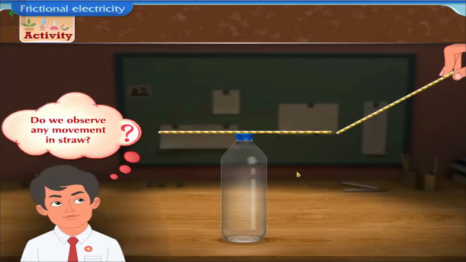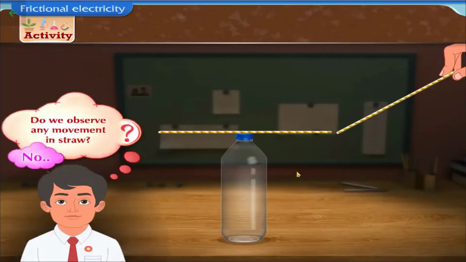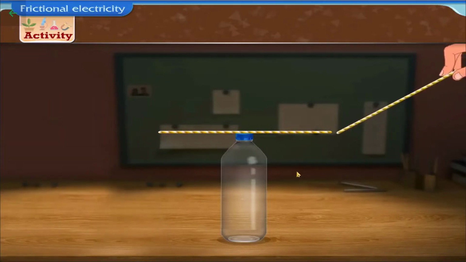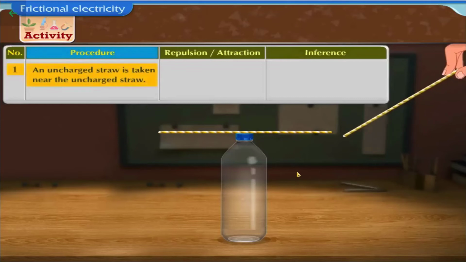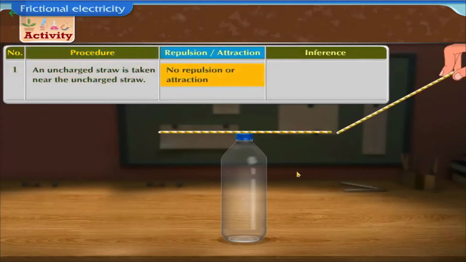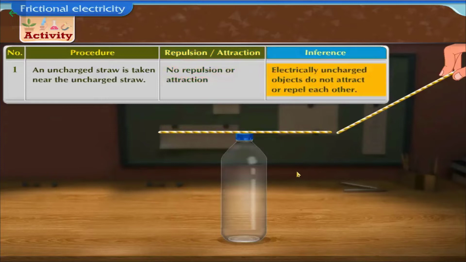Do we observe any movement in the straw? No, we do not see the straw moving. Record the observation in the observation table. When an uncharged straw is taken near the uncharged straw, there is no repulsion or attraction seen. Thus, we can say that electrically uncharged objects do not attract or repel each other.